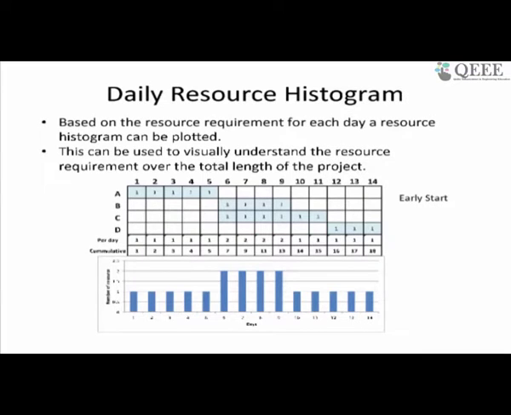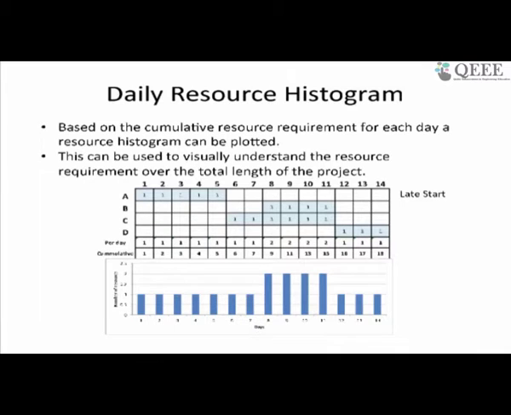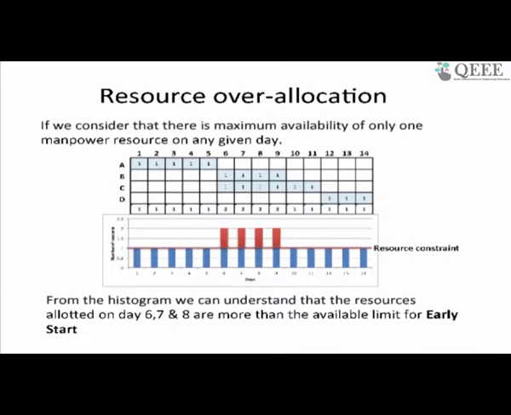We have basically done a basic resource allocation. We have got the histogram, we have done the early start, we have done the late start. We are now saying there is a resource constraint, there is only 1 resource that is going to be available to you and you are over allocated. Can we solve this over allocation problem in this particular case, and what would we do?